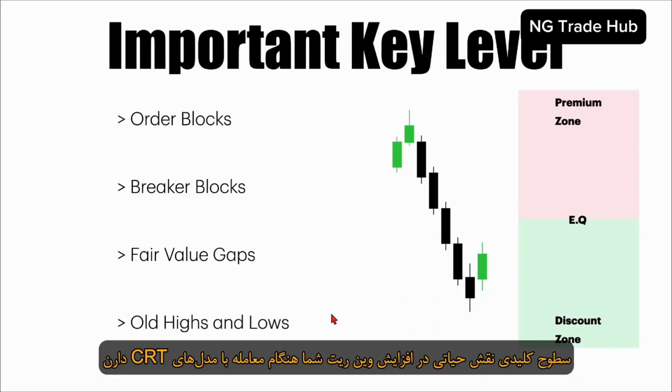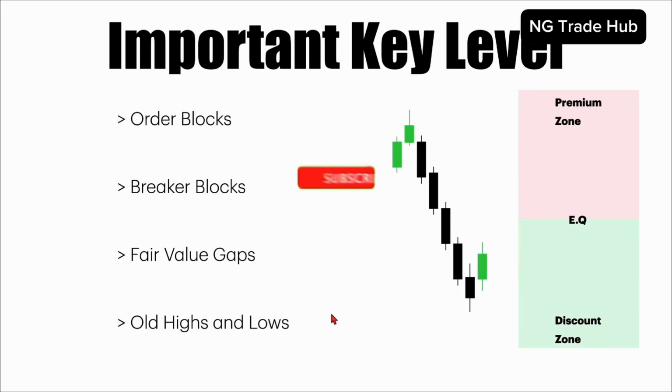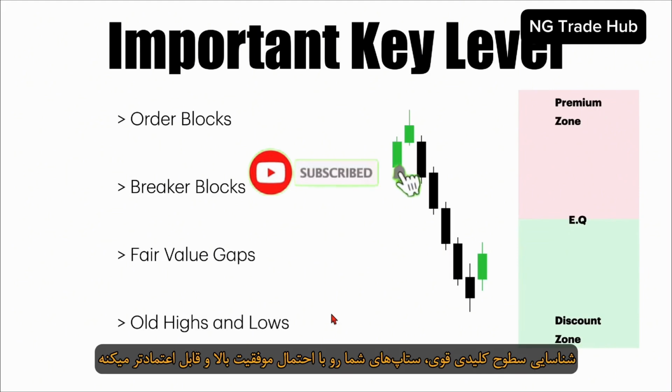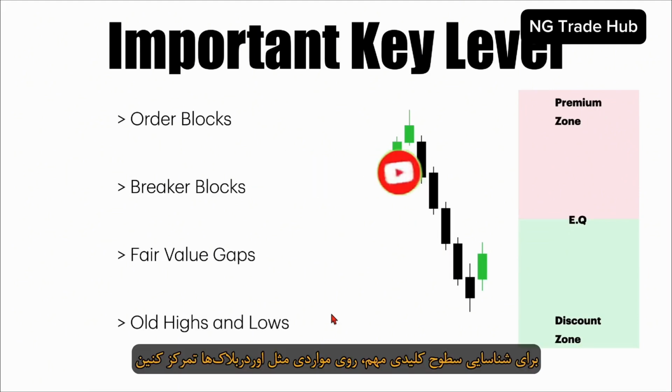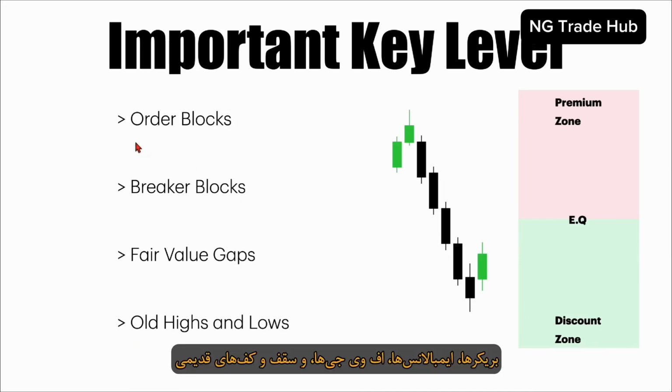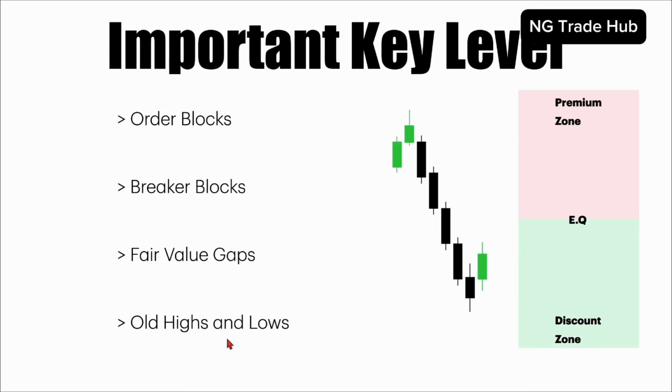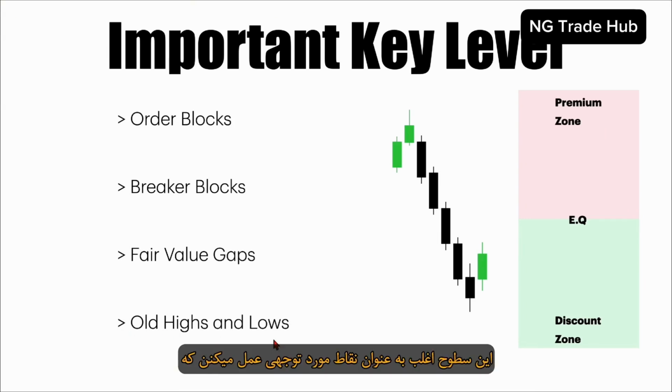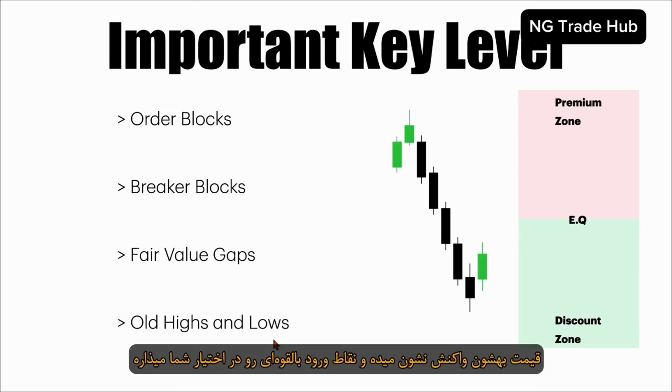Key levels play a crucial role in increasing your winning ratio when trading with the CRT models. Identifying strong key levels makes your setups more high probability and reliable. To identify important key levels, focus on order blocks, breakers, imbalances, fair value gaps, and old highs and lows. These levels often serve as points of interest where price reacts, providing you with potential entry points.